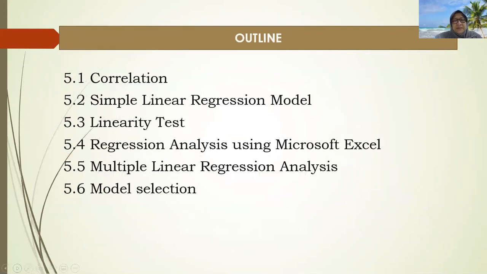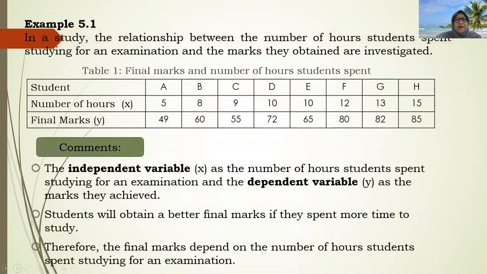for this particular chapter, we are going to cover 6 subsections. Like I mentioned in the last class, I will cover 5.1 up to 5.4. An example: what is correlation?